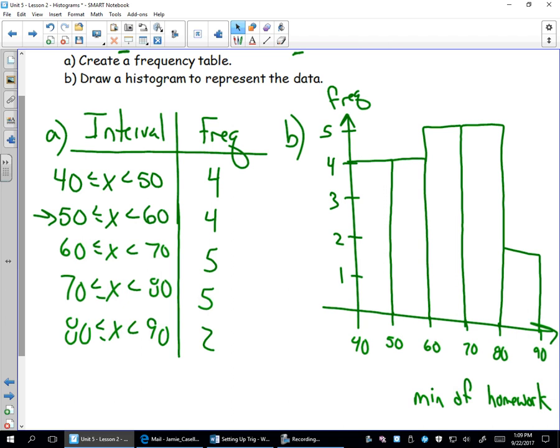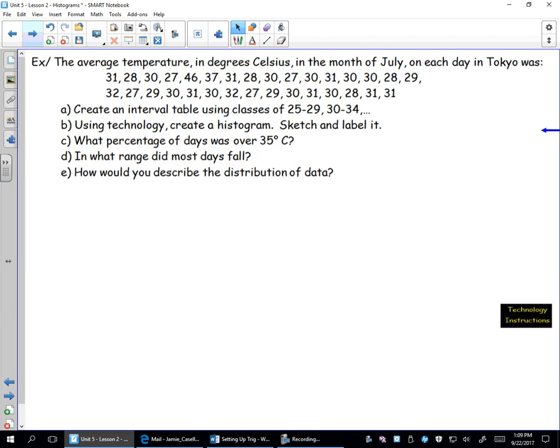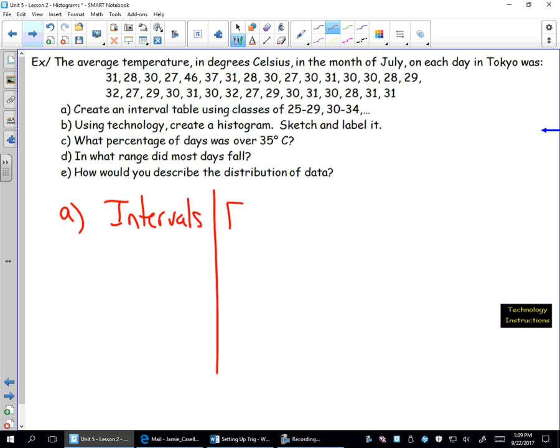So we're going to try the next example. Average temperature in degrees Celsius in July was given here. Create an interval table using classes. Use technology, sketch a histogram. So to do this, we'll start with our table. We can do that. We know how. Intervals, frequencies. It says to start with 25 to 29, and then do 30 to 34.